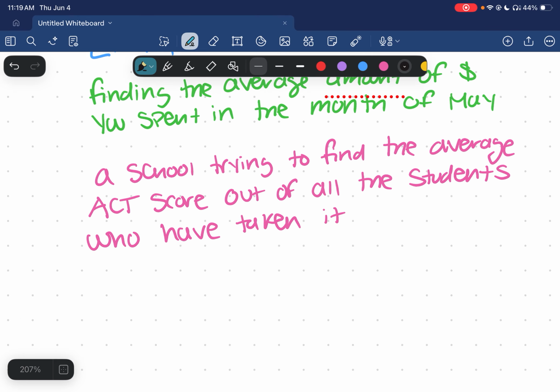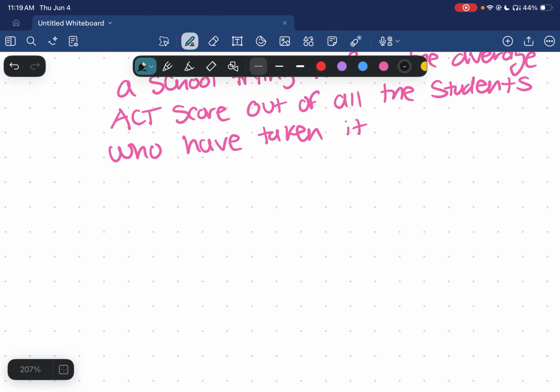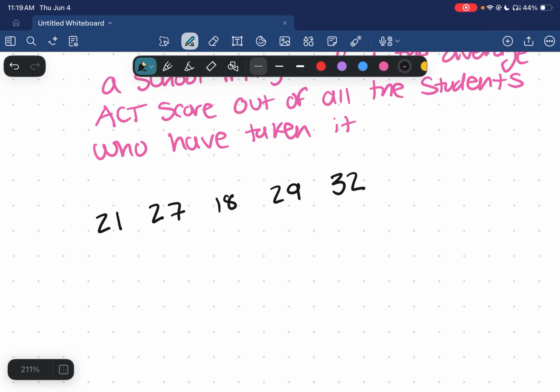So we're going to use the second example about the ACT scores. We're going to try to find the average of ACT scores among 5 students. So let's say the first student scored a 21, the second student scored a 27, the third student scored an 18, the fourth student scored a 29, and then the last student scored a 32. To find the average of all of these, we would need to add up all of these scores and then divide them by the amount of students or the amount of scores, which is 5.